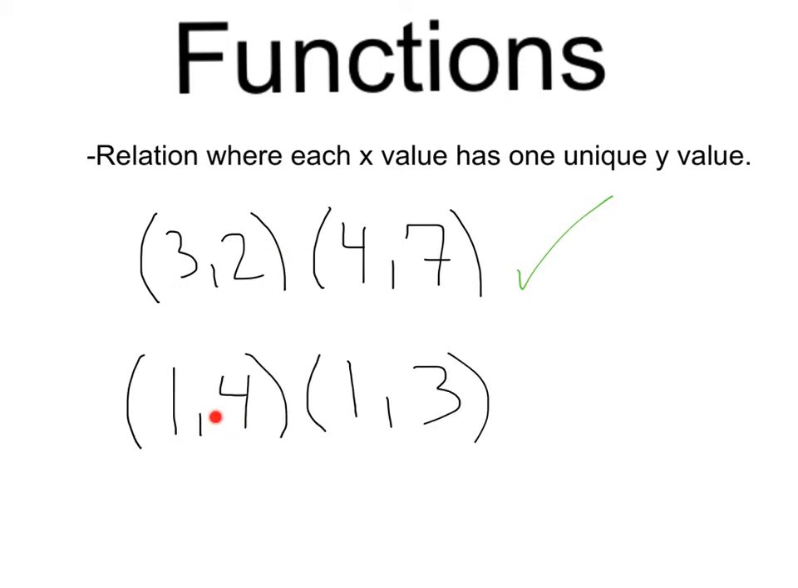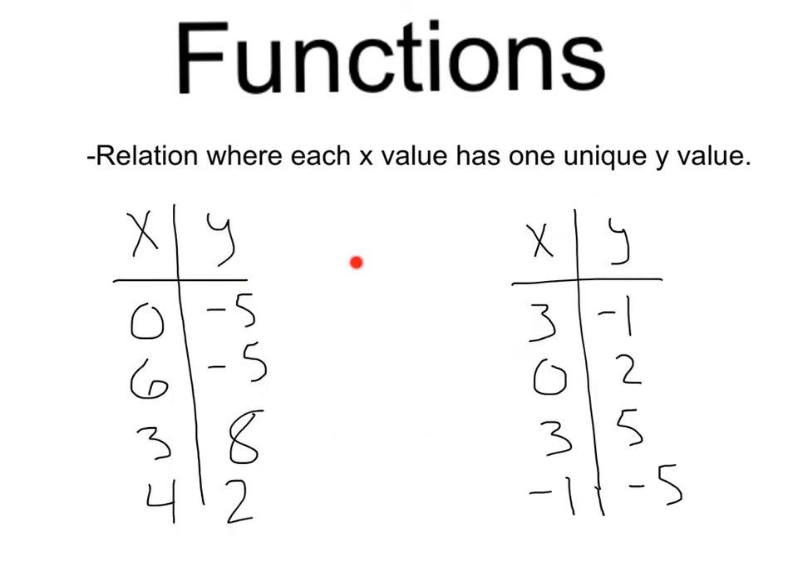Here, however, we have a relation (1, 4) and (1, 3). The x value 1 has 2 different y values. See, we have (1, 4), and we also have (1, 3). This is not a function, again, because this x value of 1 has 2 different y values.